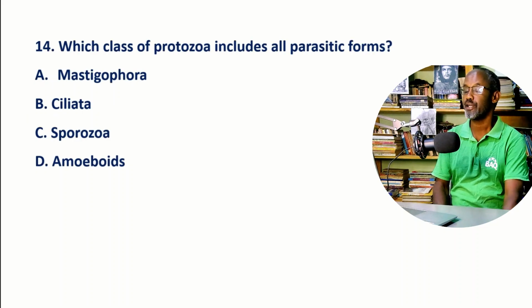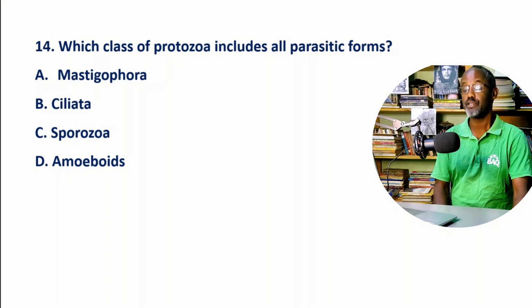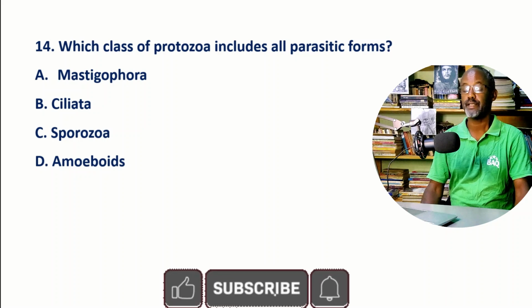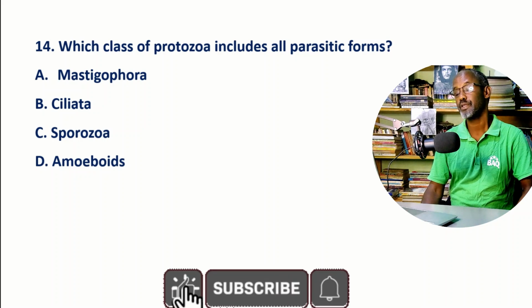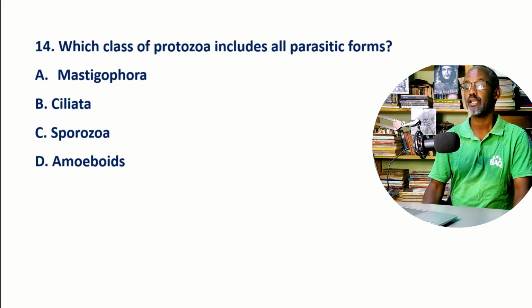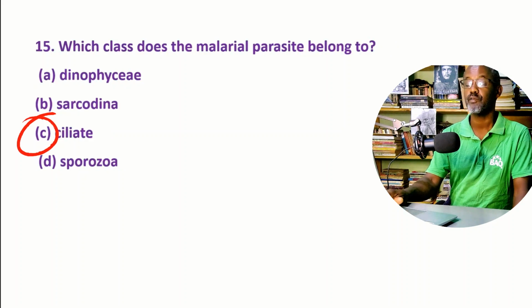Which class of protozoa include all parasitic forms? A. Mastigophora. B. Ciliata. C. Sporozoa. D. Amoeboids. Of course, this is also simple. The answer is C. Sporozoans are characterized by parasitism, of course.